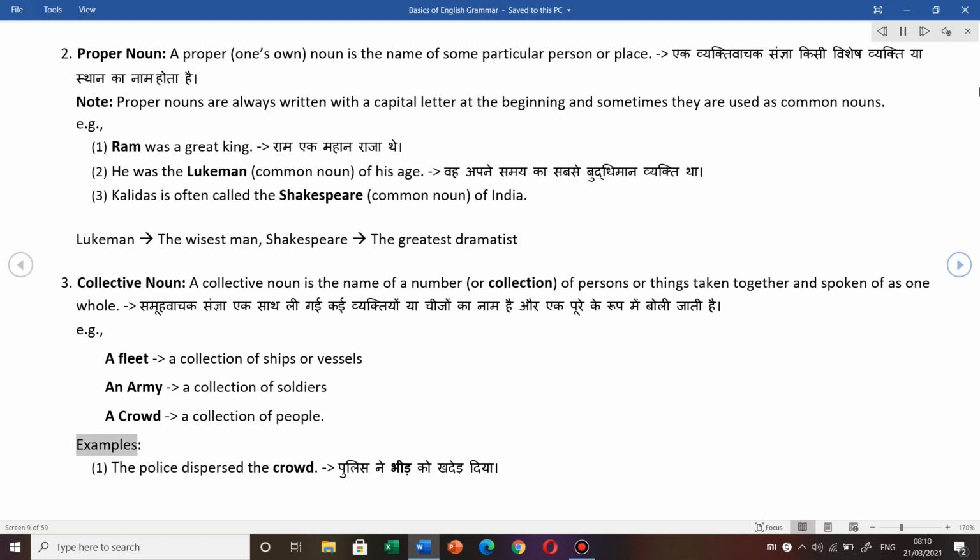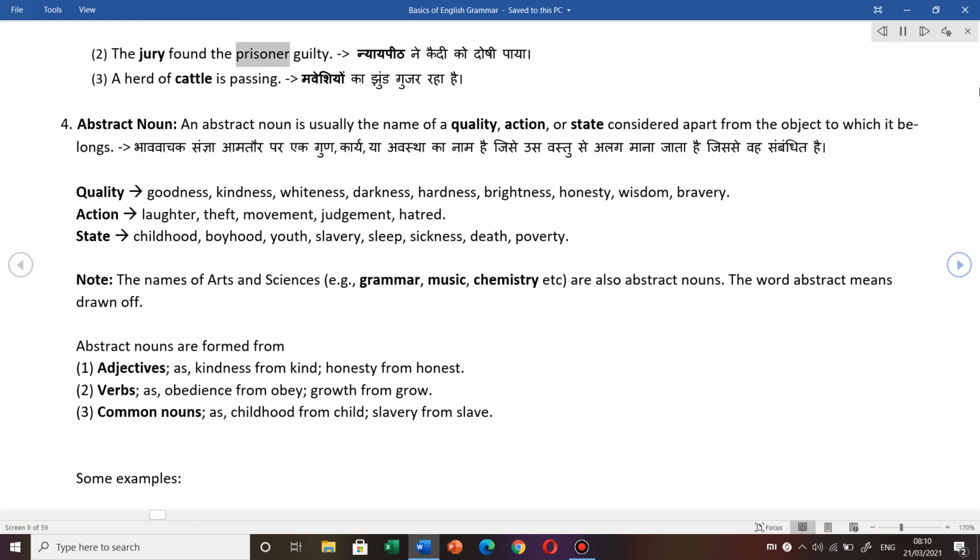Examples: the police dispersed the crowd. The jury found the prisoner guilty. A herd of cattle is passing.